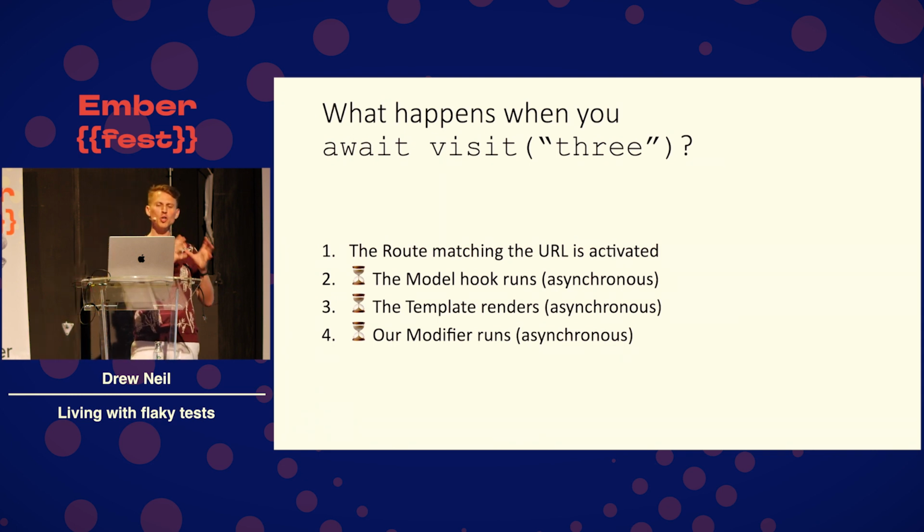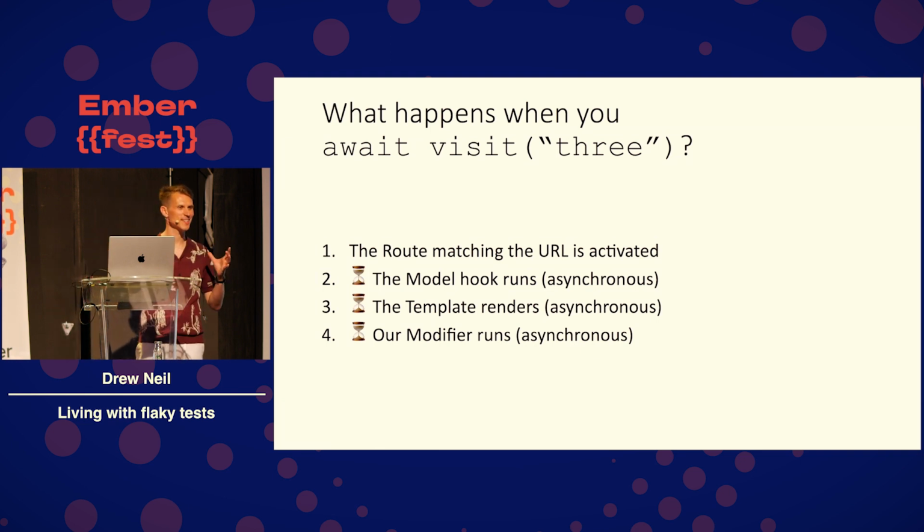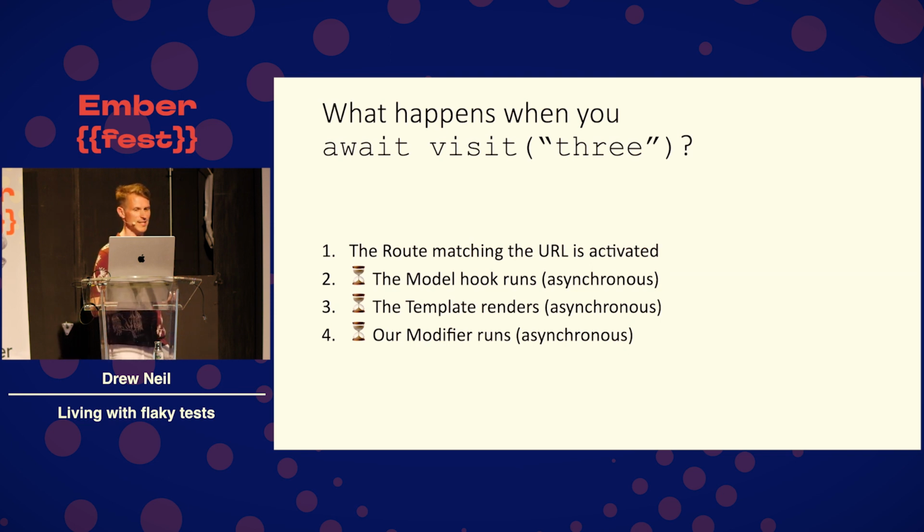Now, the model hook and the template rendering are things that are owned by Ember, and Ember controls these. And Ember has this built-in concept called settled, like settled state. And essentially, when you say await visit 3, the thing you're waiting for is a settled state.